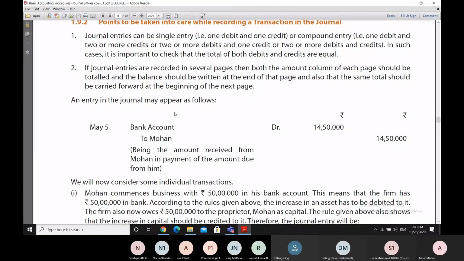Now, an entry in the journal may appear like this: on May 5, like date, bank account is debited by this amount, and to Mohan, which means the Mohan account is being credited here, and then the explanation being the amount received from Mohan in payment of the amount which was due from him.